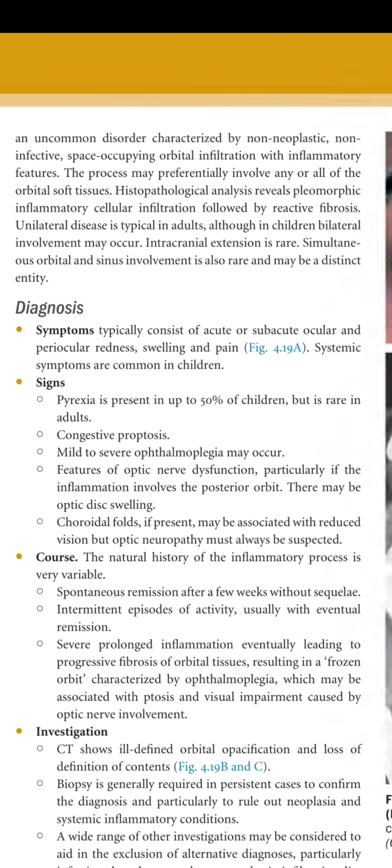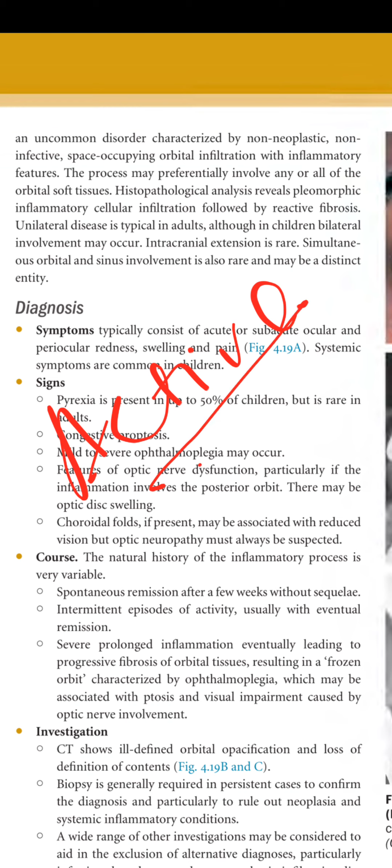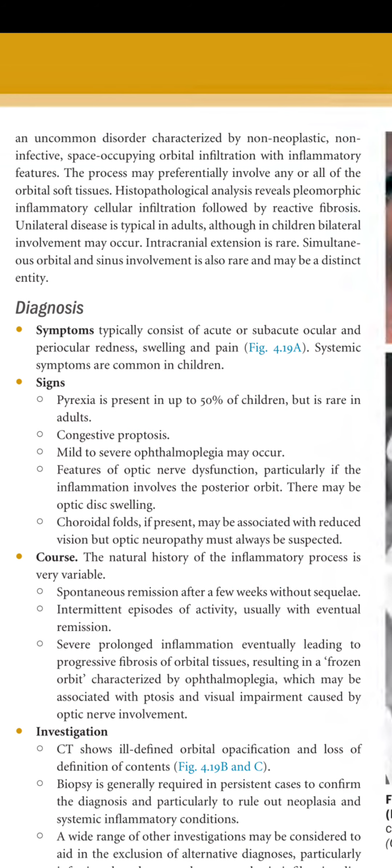Histopathological analysis reveals pleomorphic inflammatory cellular infiltration followed by reactive fibrosis. So there can be active inflammation. After that, when the active inflammation settles down, it can lead to fibrosis as well. Unilateral disease is typical in adults, although in children bilateral involvement may occur. Intracranial extension is rare. Simultaneous orbital and sinus involvement is also rare and may be a distinct entity.